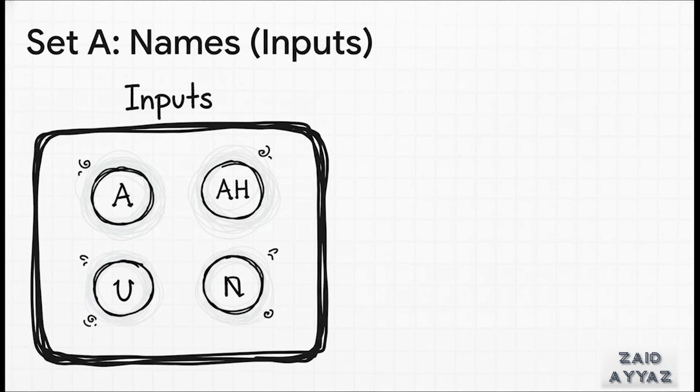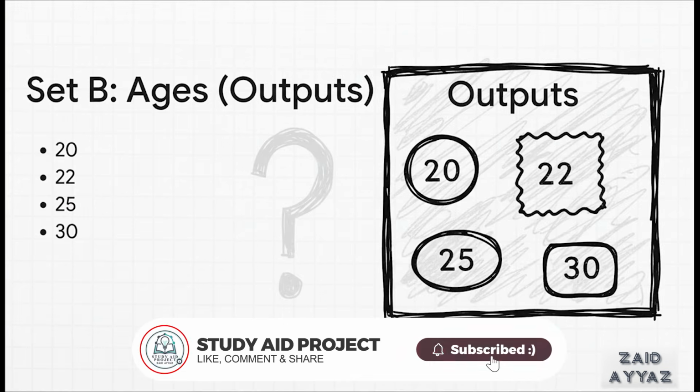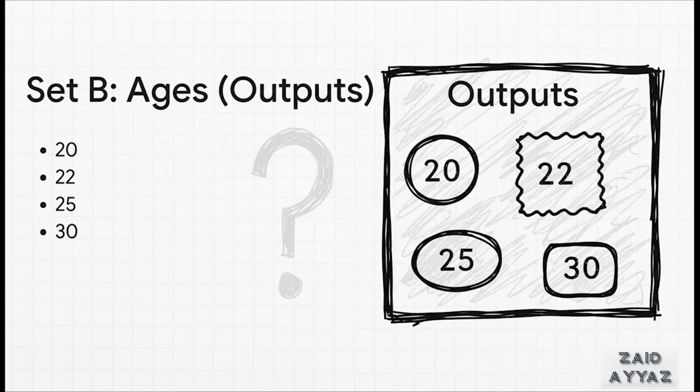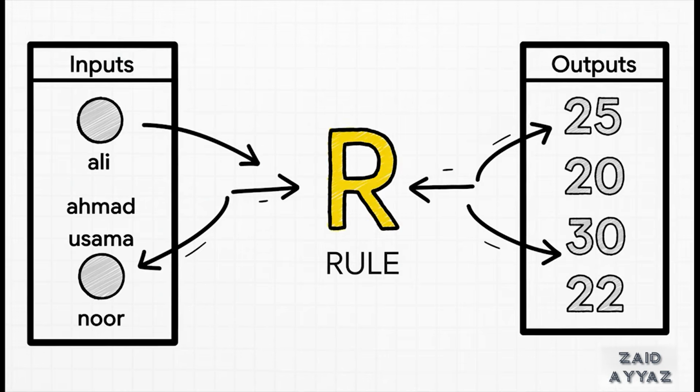So, here's our first list. We're going to call these our inputs. It's just a simple set of four names: Ali, Ahmad, Usama, and Noor. And here is our second list, a set of four ages. These will be our potential outputs. So, the big question is, how do we connect them? We just create a rule that pairs them up. In this case, let's call our rule R. So R says that Ali is 25, Ahmad is 20, Usama is 30, and Noor is 22. Now, notice two really important things here. Every single name has an age, and, this is the crucial part, no name has more than one age. That last bit is everything.